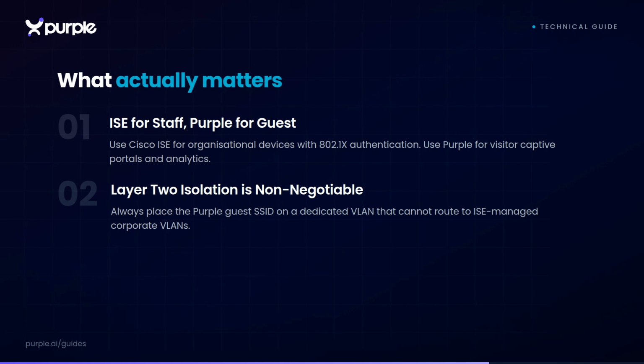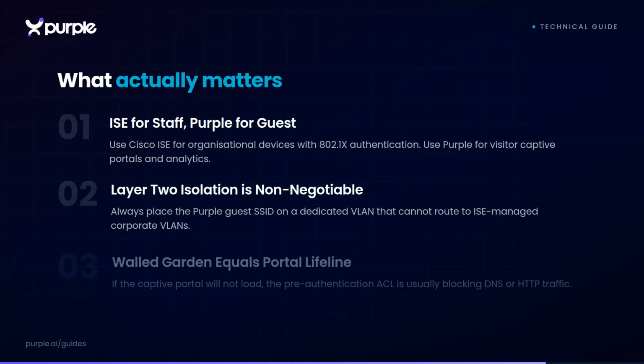Second, Layer 2 isolation is non-negotiable. Always place the Purple Guest SSID on a dedicated VLAN that cannot route to ISE-managed corporate VLANs.